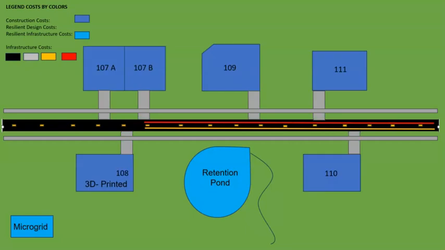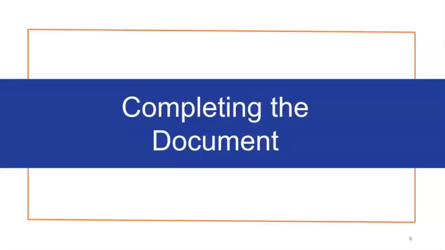The housing construction costs would fall under the unit mix information section of the unit mix tab as it relates to the overall square footage and cost per square foot per unit. And lastly, the resilient design costs will fall under the unit mix information section of the unit mix tab under resilient innovative costs as it relates to costs per unit. Let's now take a look at completing the document using this example.